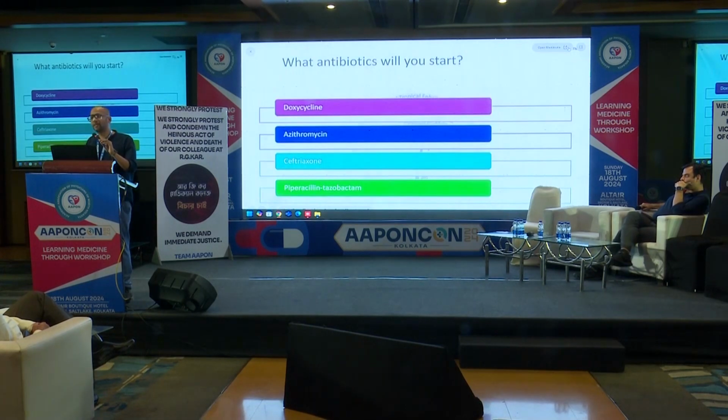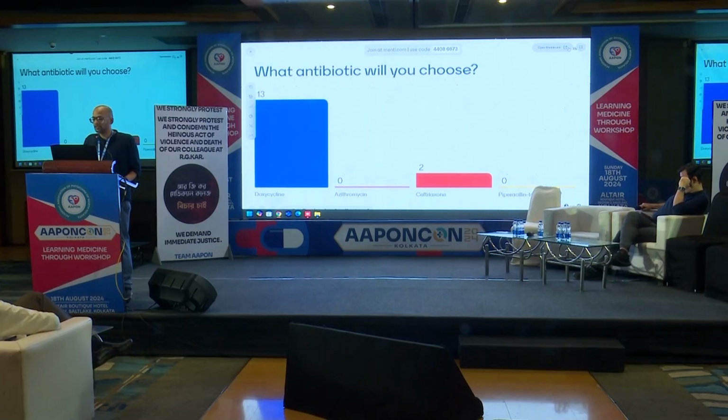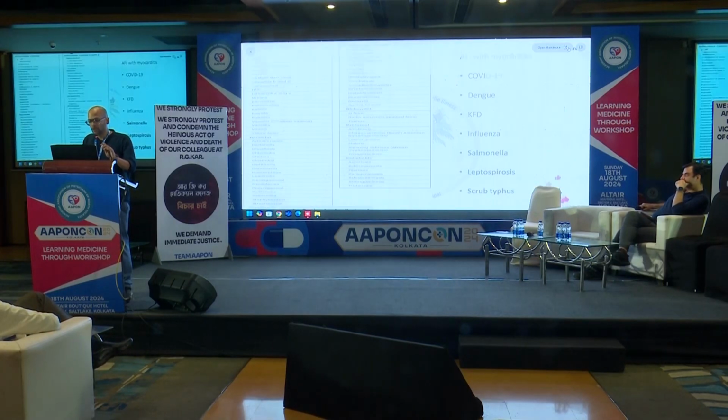Now what is the antibiotic that you start for this patient? The patient has come with an acute febrile illness, multisystemic involvement, some features suggestive of ARDS, thrombocytopenia and increased CRP. So what antibiotics will you start here? Doxy, azithro, ceftriaxone or piperacillin tazobactam. There is an overwhelming majority for doxycycline. None of you have chosen azithromycin.